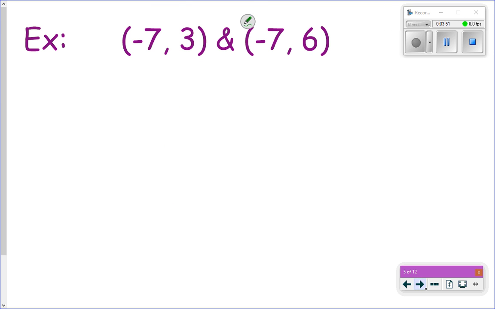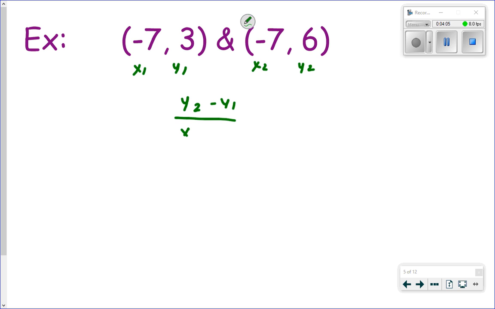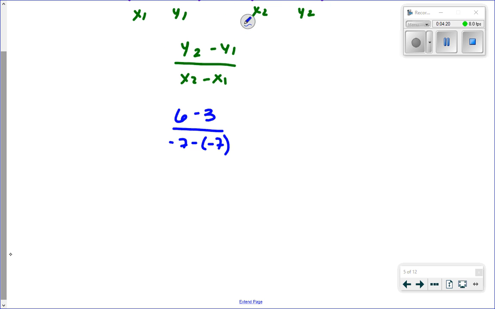Okay, next one, -7, 3 and -7, 6. So I'm going to label x1, y1, x2, y2. Write out my formula, y2 minus y1 over x2 minus x1. Start plugging in. So 6 minus 3 over -7 minus -7. Start solving. 6 minus 3 is 3. -7 minus -7 is 0.